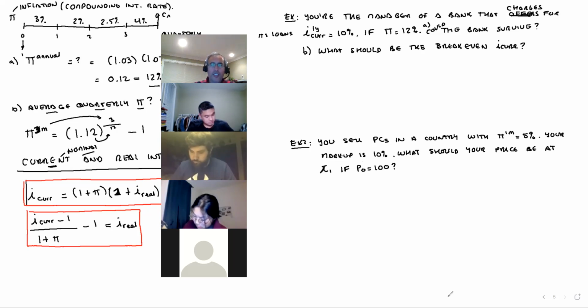The second question, guys, is: imagine you sell PCs in a country with a monthly inflation of 5%. Your markup is assumed to be 10%. What should your price be at T1? So next month, if P0, the price at time 0, equals 100. Okay, 3 minutes to do this, guys.